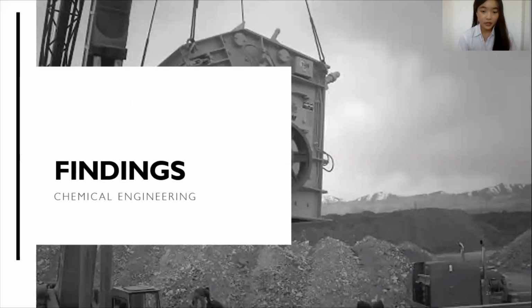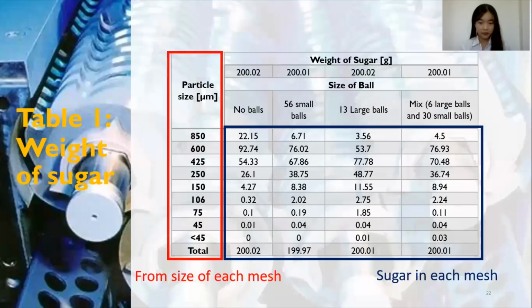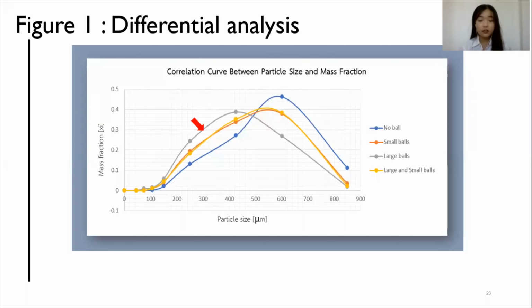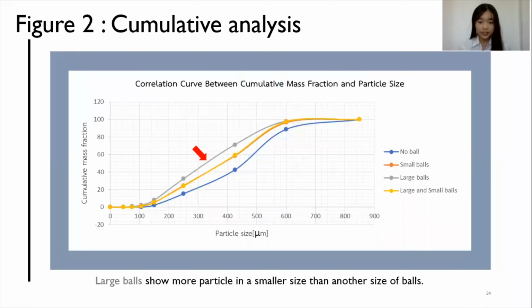Okay, next, let's see the result. This is the raw data that we obtained from the experiment. You will see the first column, covered with a red frame. That is the particle size from the size of each mesh. And in the blue frame, that is the weight of sugar in each mesh. Then we analyze the data in two graphs. The first graph is a differential analysis plotted between mass fraction and particle size. And the second graph is a cumulative analysis plotted between cumulative mass fraction and particle size. They show how the particle size distributes after using a ball mill.